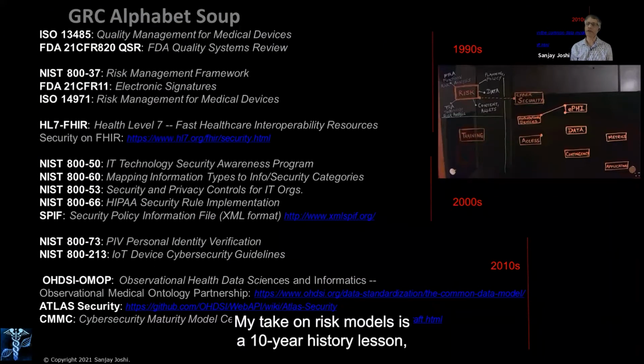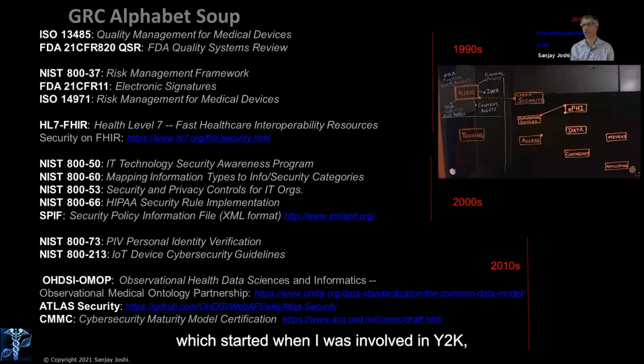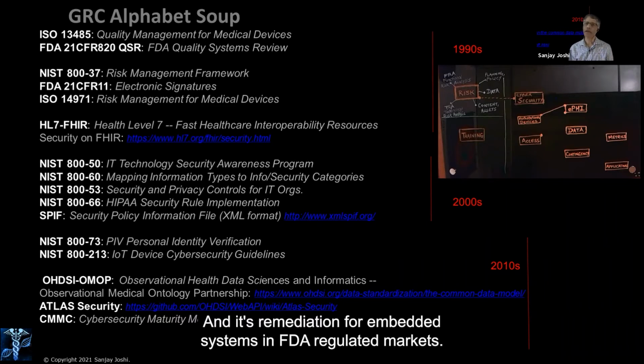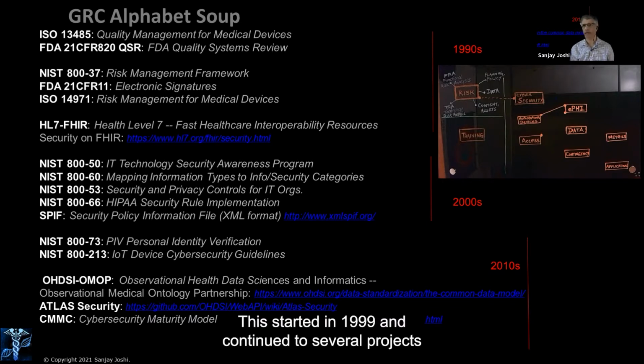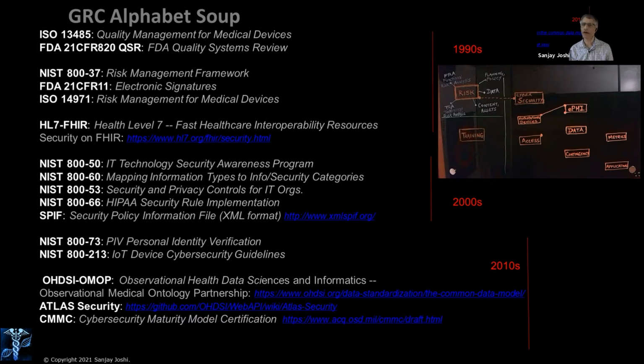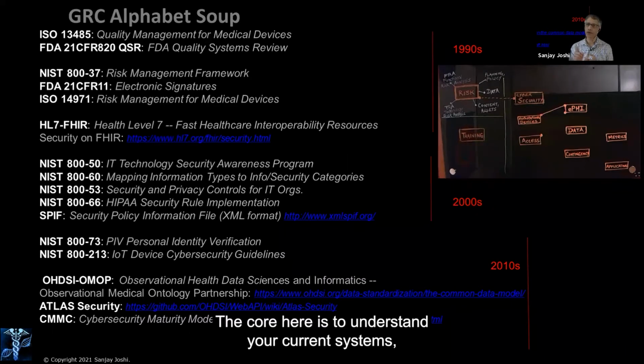My take on risk models is a 10-year history lesson, which started when I was involved in Y2K, aka the 0th year bug in 1999 and 2000 and its remediation for embedded systems in FDA-regulated environments. This started in 1999 and continued to several projects from lab information management systems or LIMS to understand the early electronic prescription or ERX systems till about 2009. The core here is to understand your current systems and map them to the various regulations.